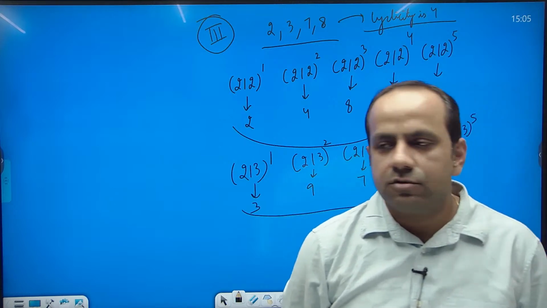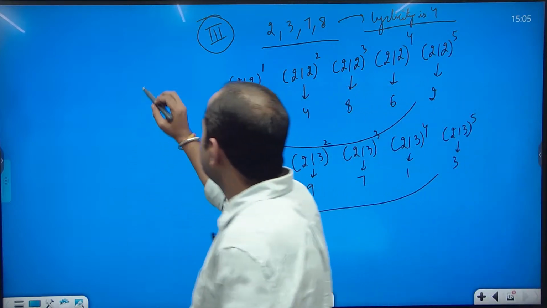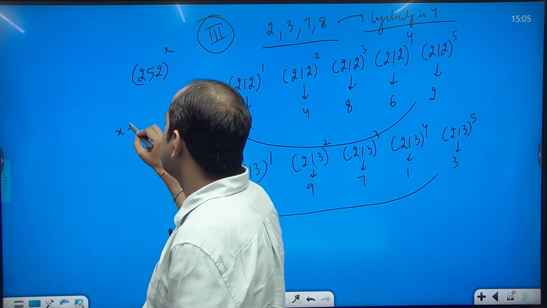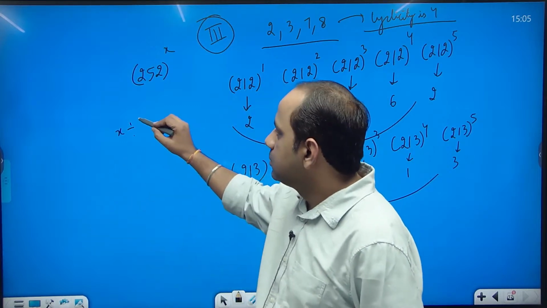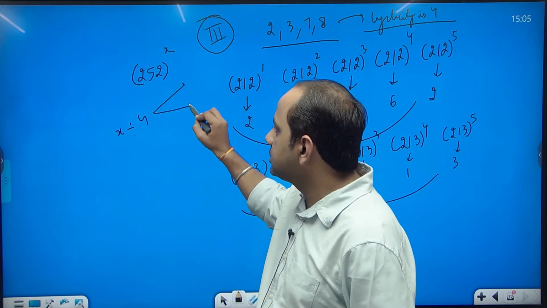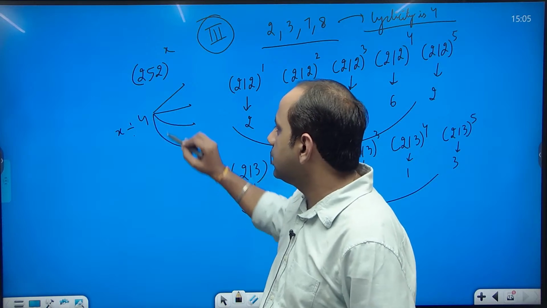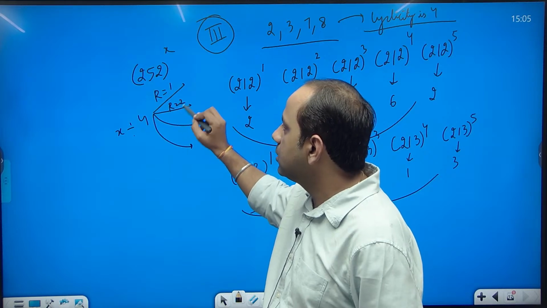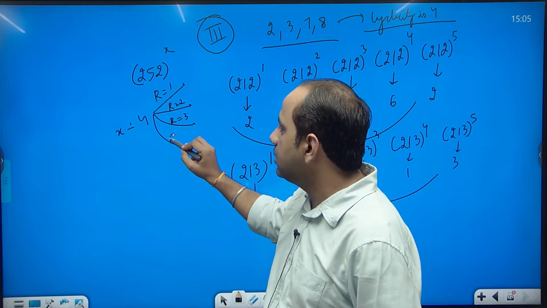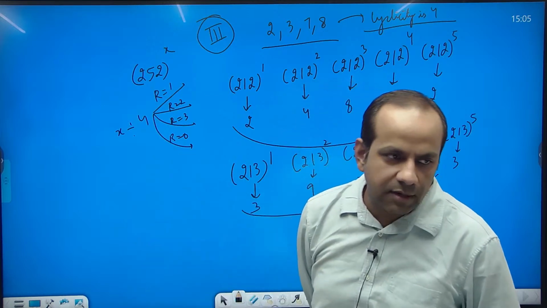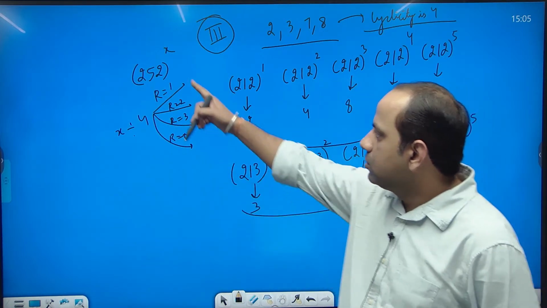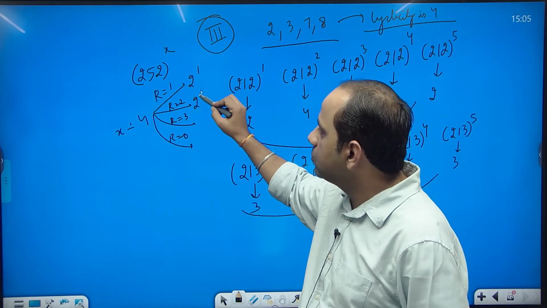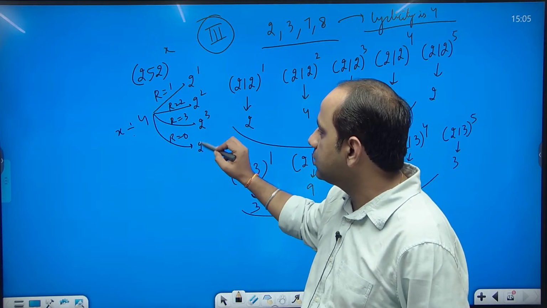Clear? So what to do with cyclicity? Like if I say 252 raised to the power x, now we will divide x by 4. And when we divide by 4, how many possible remainders are there? 4 remainders are there. Either remainder can be 1, it can be 2, it can be 3 and it can be 0. If remainder is 1, unit digit will be 2 to the power 1. In case of 2, 2 to the power 2. In this case 2 to the power 3. In this case 2 to the power 4.